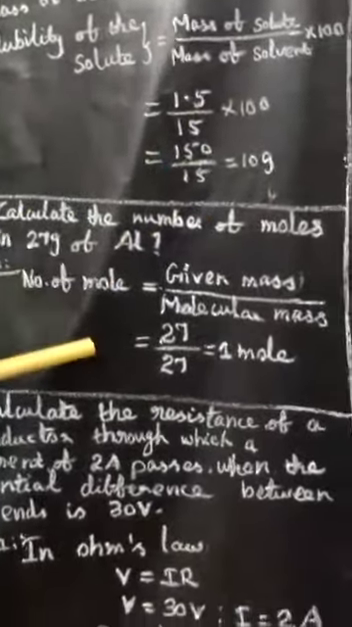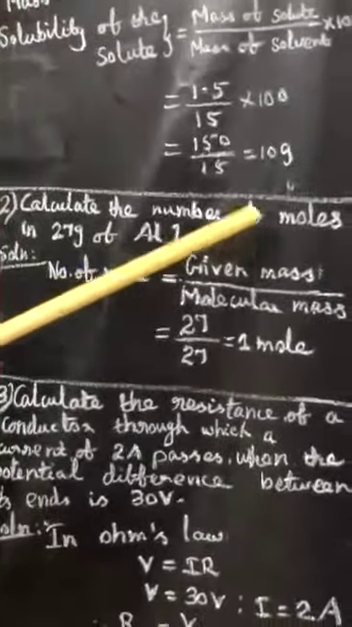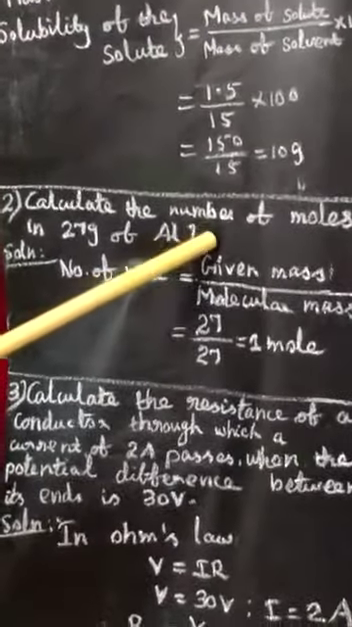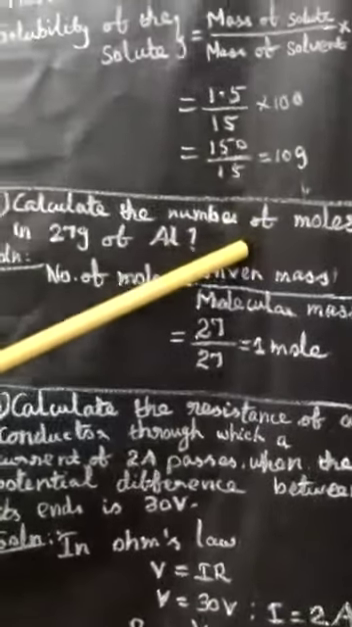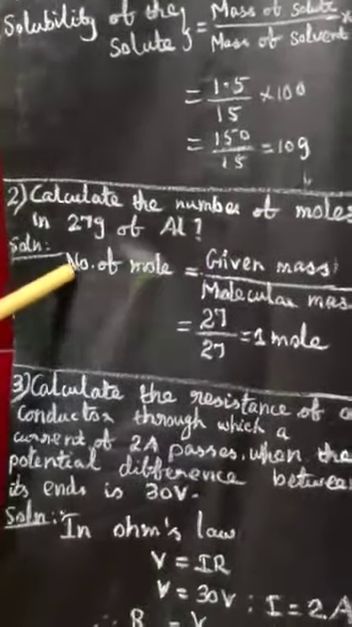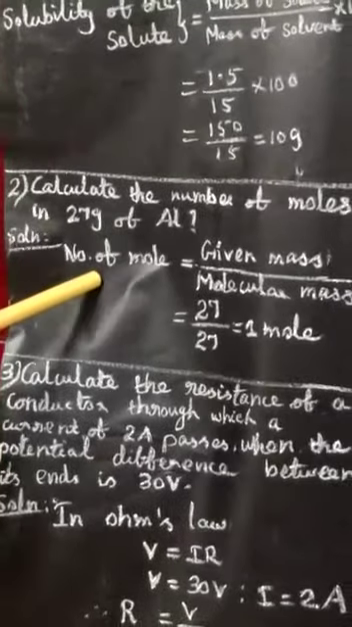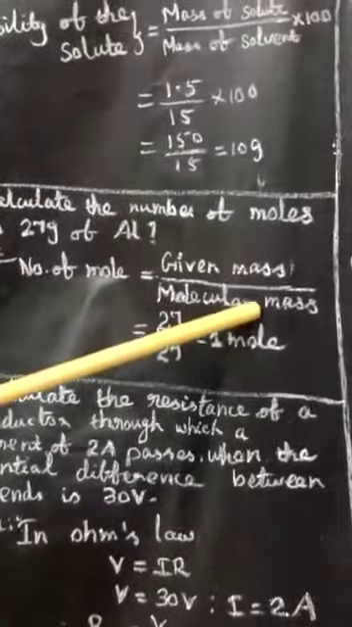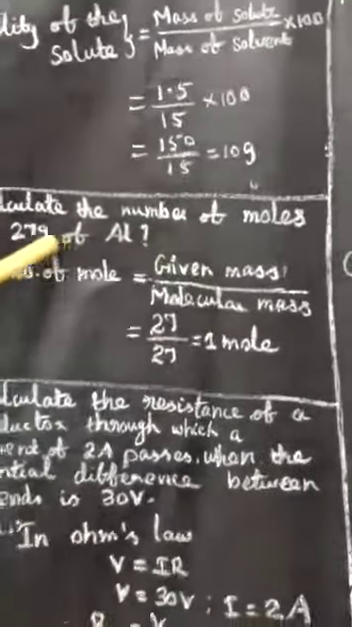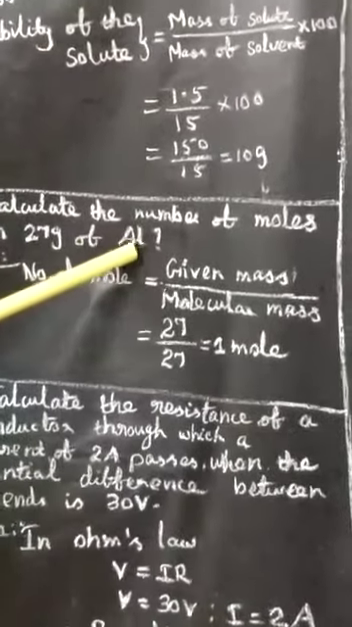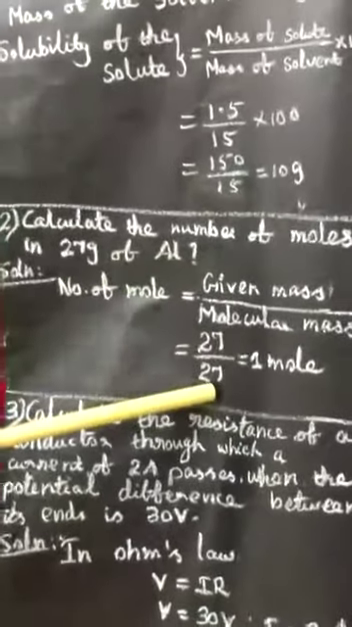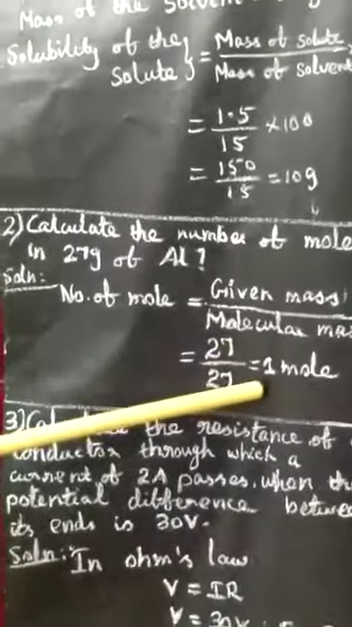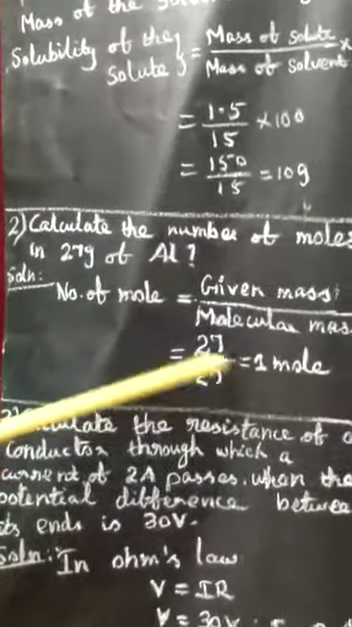The second one: calculate the number of moles in 27 gram of aluminium. This is a 2-mark question, and it is taken many times in the question paper. The formula for the number of moles is equal to given mass divided by molecular mass. Given mass is 27 gram of aluminium. The molecular mass of aluminium is 27. Substituting the two values, 27 by 27 is equal to 1 mole. The answer is 1 mole.